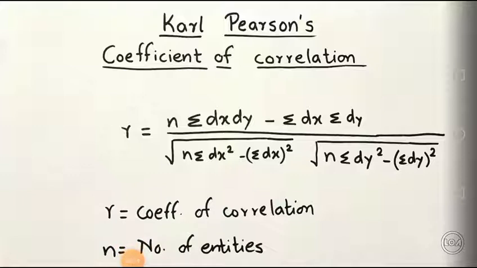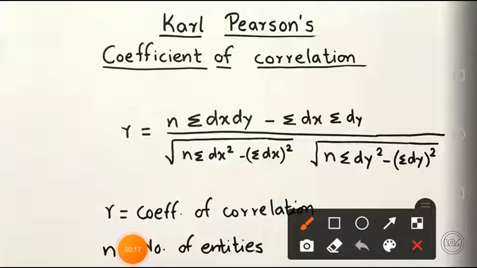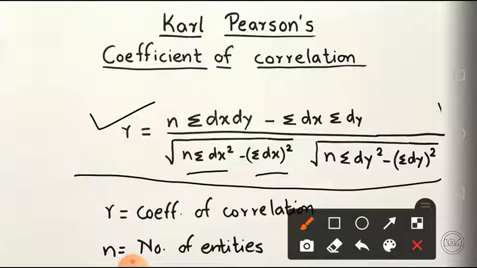For calculating the correlation we'll use the formula. The formula is r is equal to n into sigma dx dy minus sigma dx into sigma dy, upon under root n into sigma dx square minus, in the bracket, sigma dx whole square, into under root n into sigma dy square minus sigma dy whole square. We will use this formula for calculating the coefficient of correlation in the direct method. This is the direct method for calculating the coefficient of correlation.